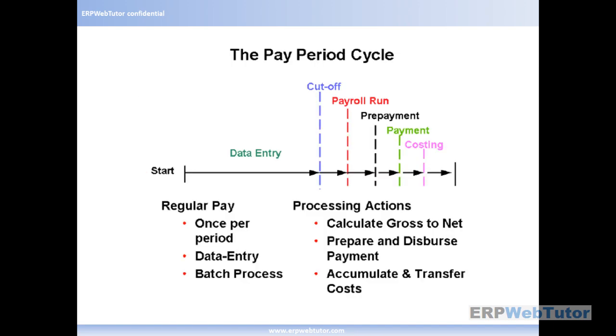Now this is a small diagram of the pay period cycle. What are the steps that we do? It starts, and then there is data entry that happens. It can be in a different form. It can come from your time and labor module, or can be directly entered into the Oracle Payroll module using the assignment element entries. So you can do regular pay once per pay period data entry, and then you can also use batch processes to process multiple employees at the same time.